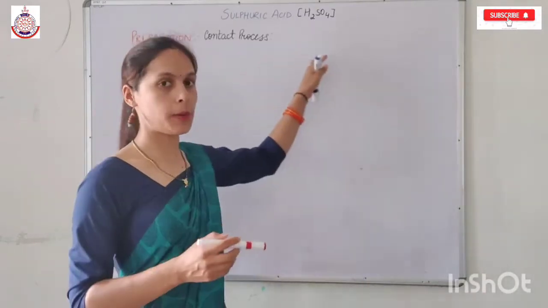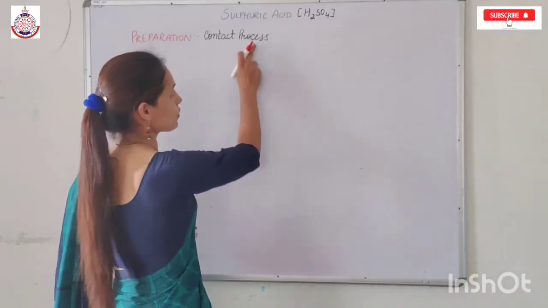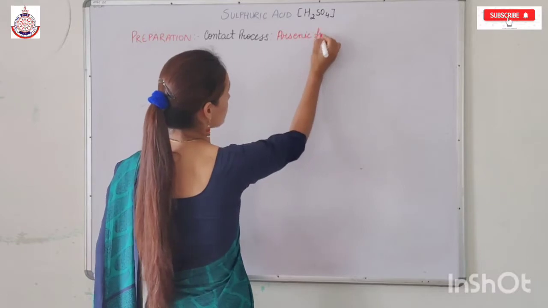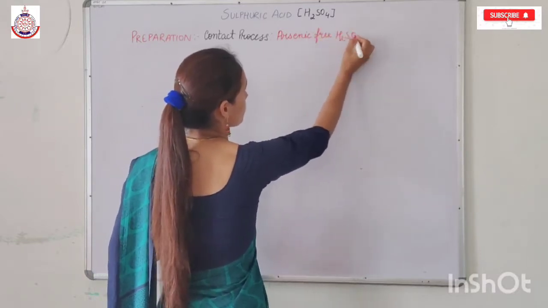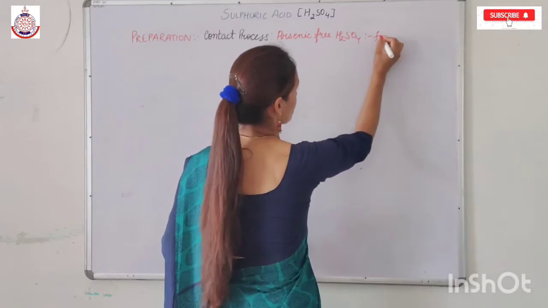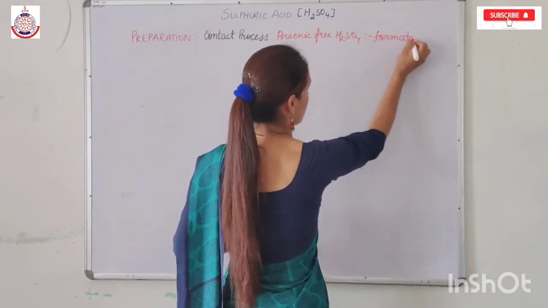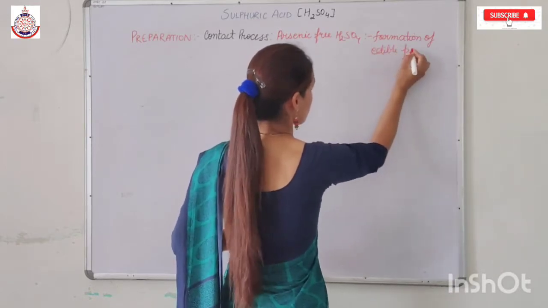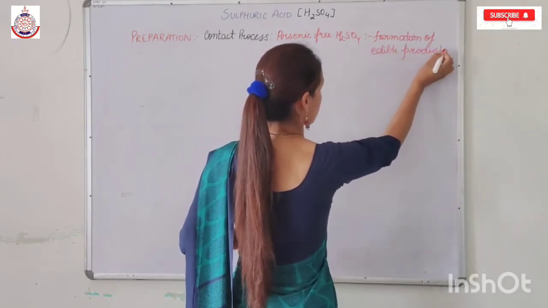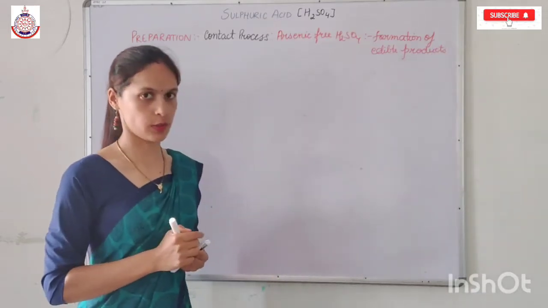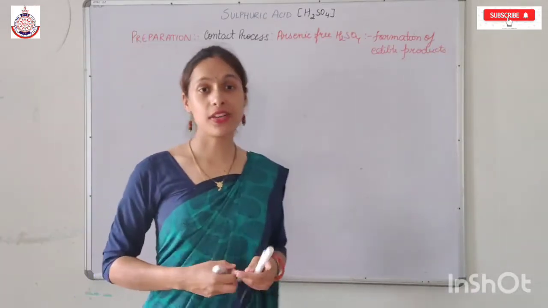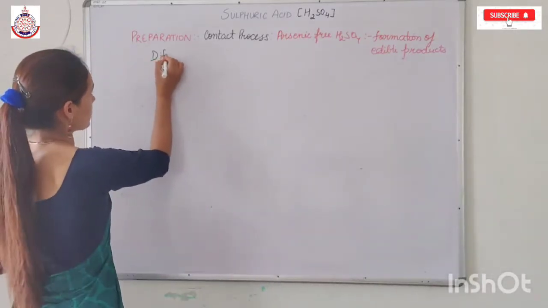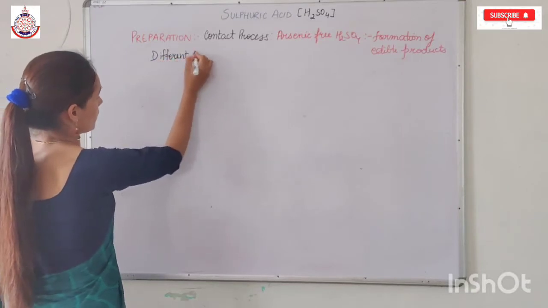So why do we prefer the contact process? Because through the contact process we get arsenic-free H2SO4, which we can easily use in the preparation of edible products. So because of this reason, we prefer the contact process over the other processes. Now we will study the different steps of the contact process.